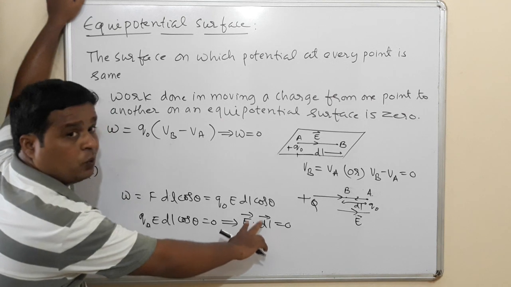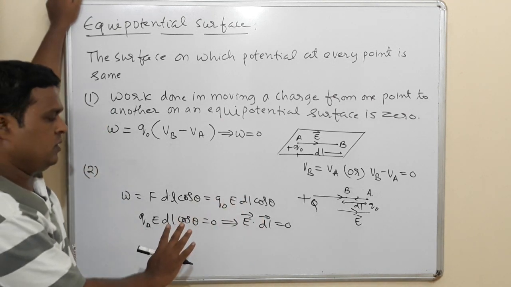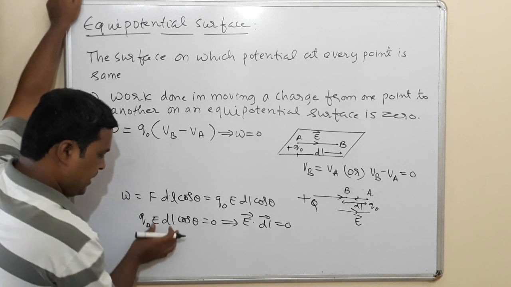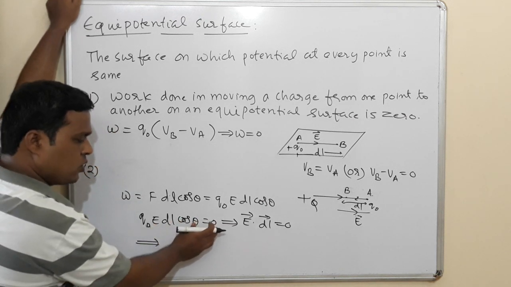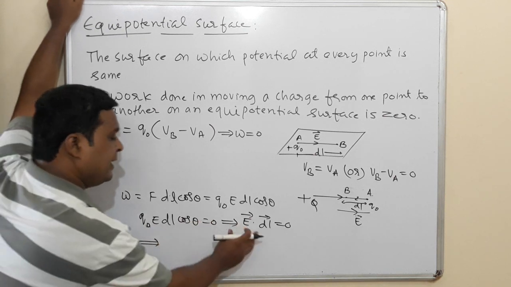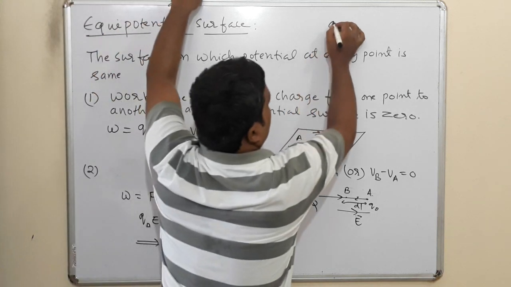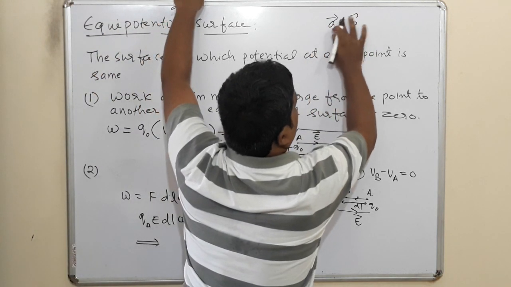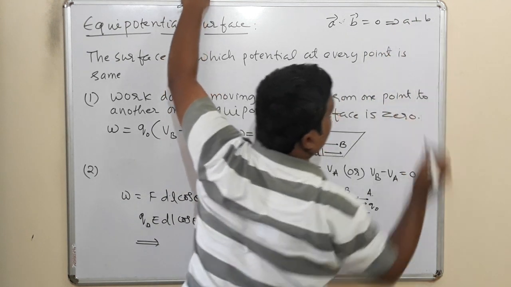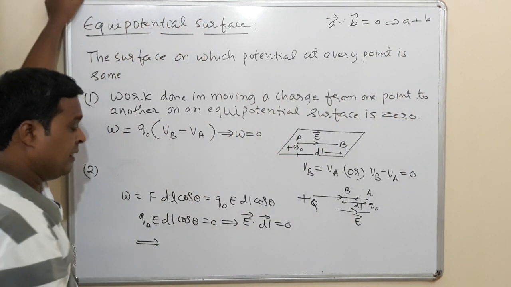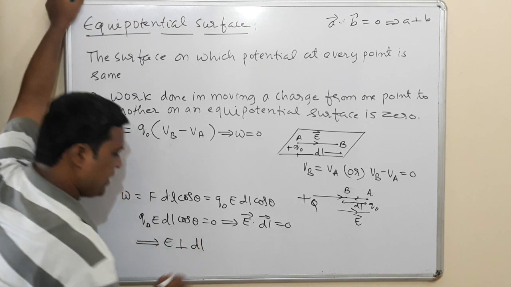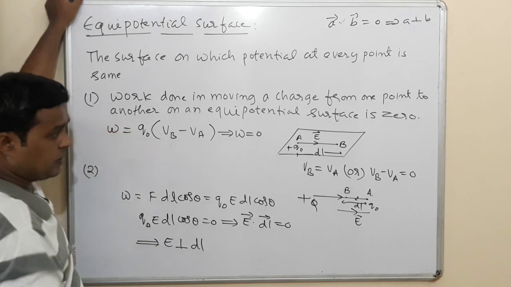The dot product of two vectors is 0, which implies that E dl cos theta is equal to 0, so cos theta is equal to 0. Cos theta is equal to 0 means theta is equal to 90. If the dot product of two vectors A dot B is 0, it means that A is perpendicular to B. That means E is perpendicular to dl.